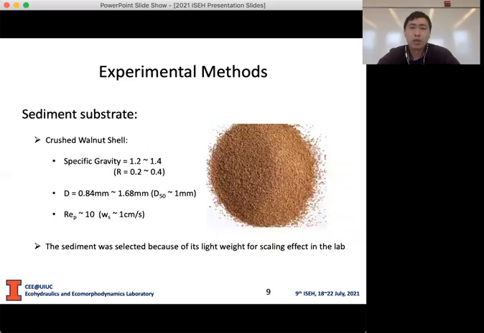We use crushed walnut shells as the sediment substrate because it's lightweight for the scaling effect to investigate sediment suspension in the lab. And the specific gravity of walnut shells is between 1.2 to 1.4, and the median sediment diameter is approximately 1 millimeter, which corresponds to 1 centimeter per second settling velocity.